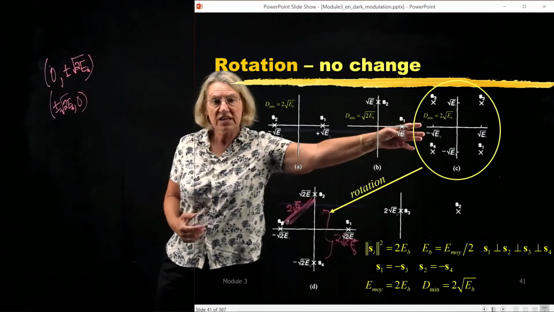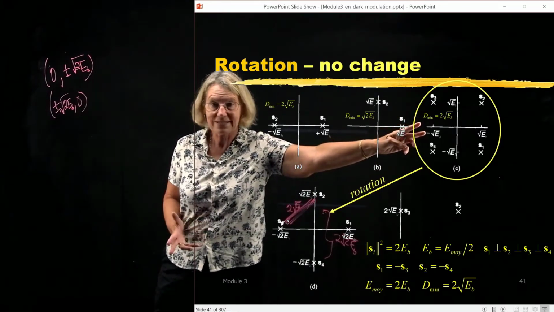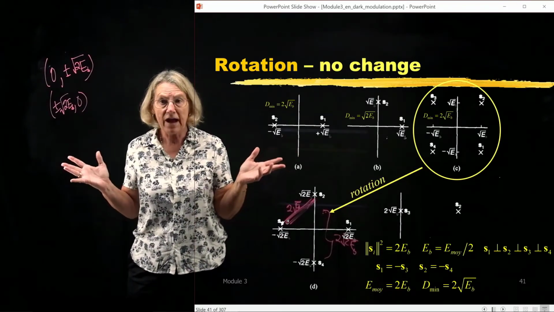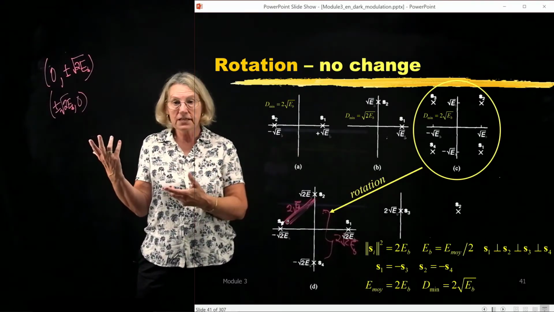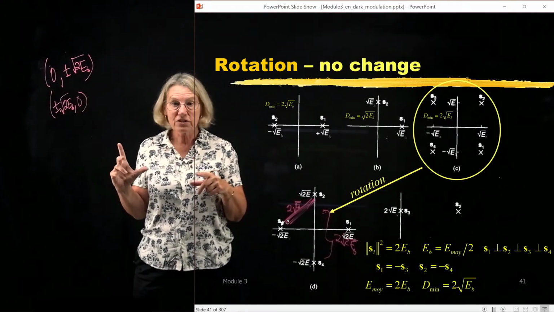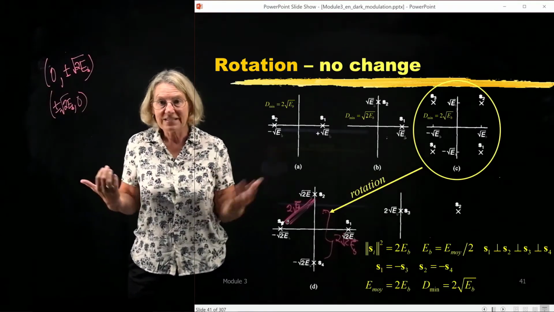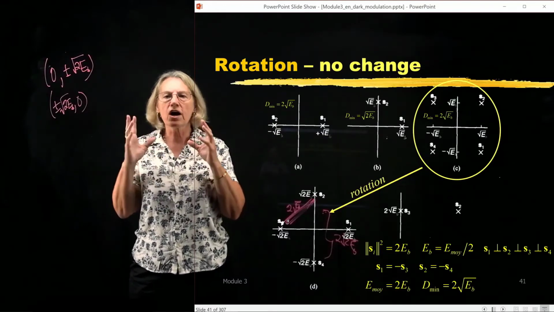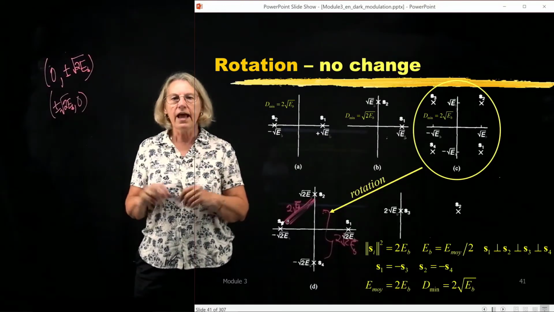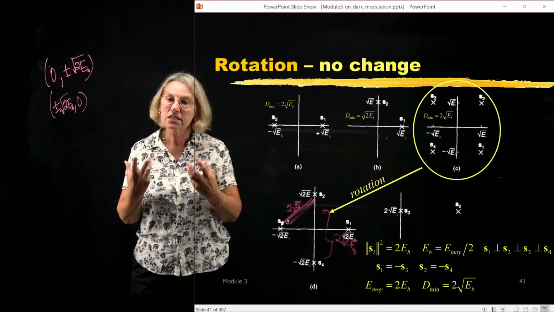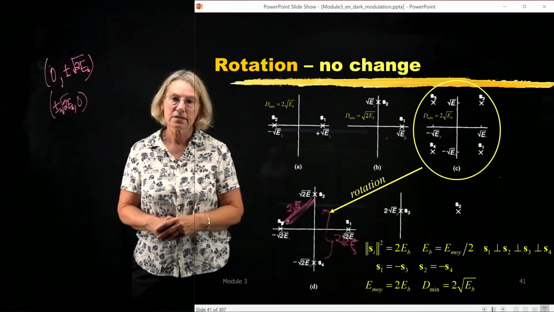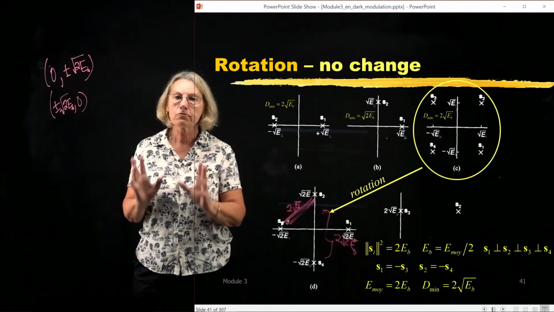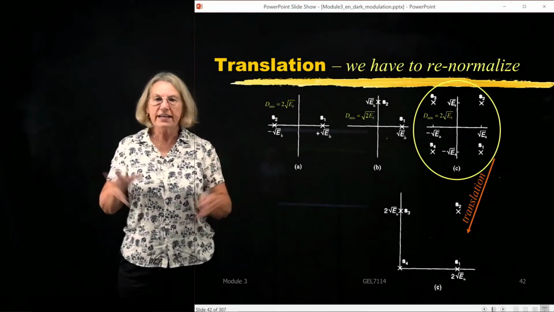I can show this representation for QPSK, or I can show this representation of QPSK. They're both accurate. They're different basis vectors. That's why there's two representations, but they're equivalent. They both are well normalized, and when they're well normalized, they tell us that they have the same performance. So therefore, rotation of signal space does not change performance. So let's move on now to translation.